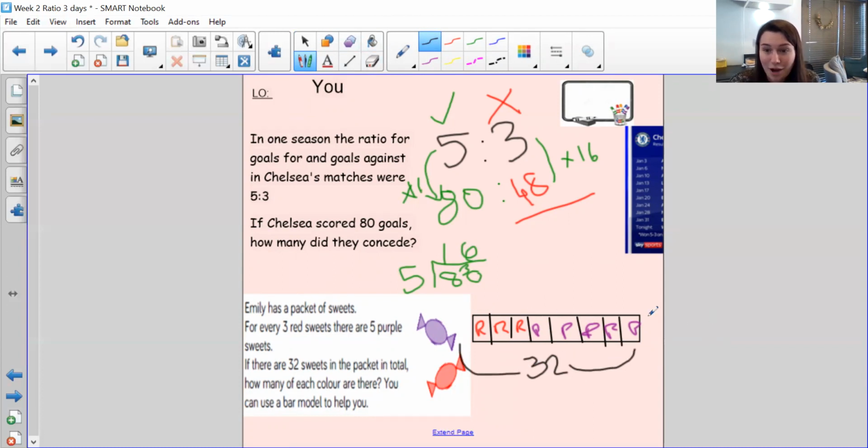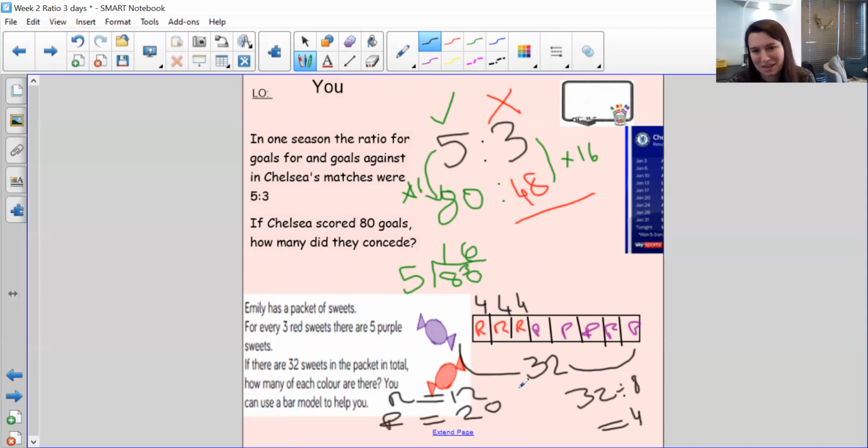So if there are 8 equal parts, I can do 32 divided by 8, which is 4. And now I can use that because each of these is now 4. So therefore red is 12. And 1, 2, 3, 4, 5. 5 times 4 is 20. And you can just make sure that those things actually add up. They need to add to 32, which is a good checking method.